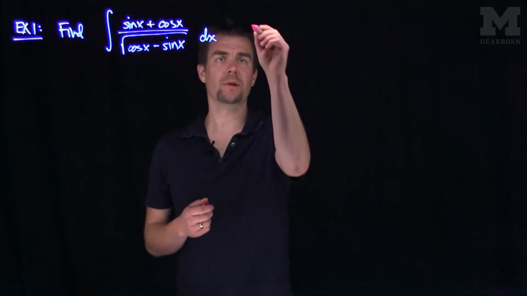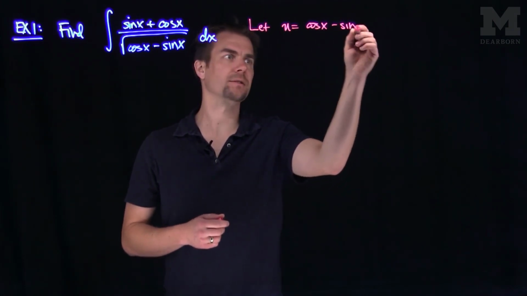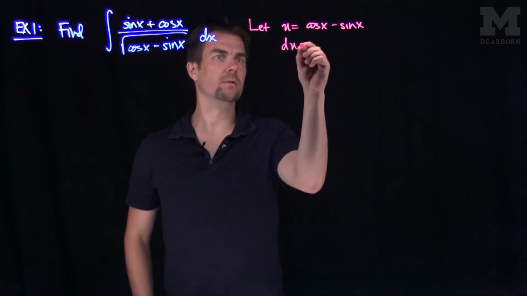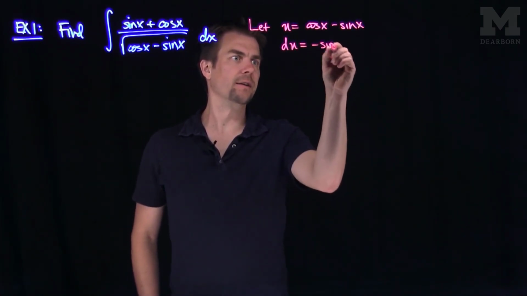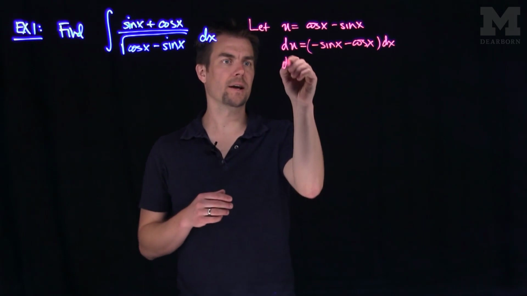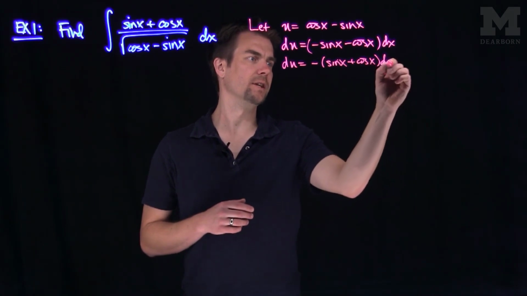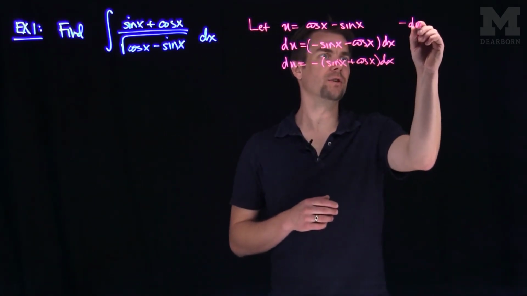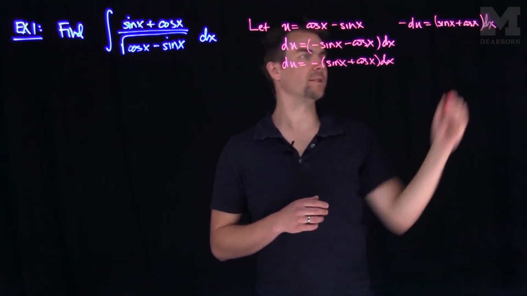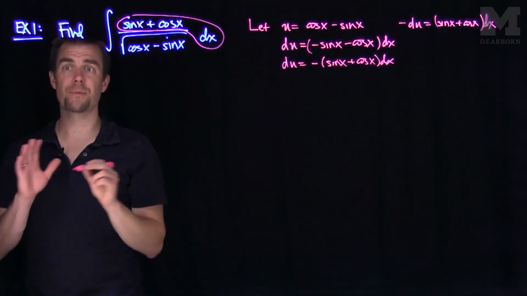We can observe that if we let u be cosine of x minus sine of x, then the derivative, du, is the same thing as negative sine of x minus cosine of x dx, which is the same thing as negative sine of x plus cosine of x dx, or equivalently, negative du is equal to sine of x plus cosine of x dx. So this entire numerator in this integral is exactly the same thing as negative du.